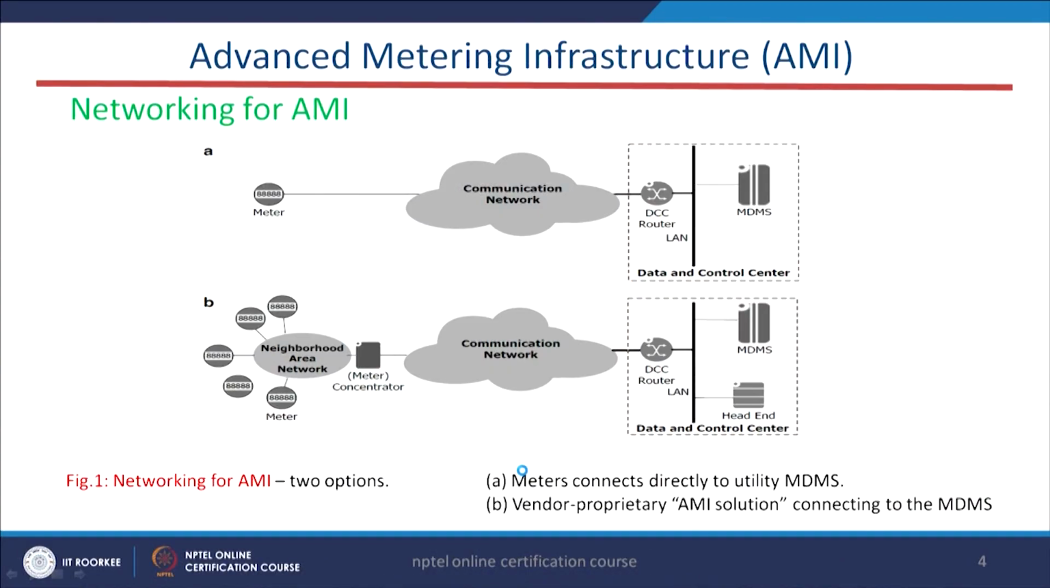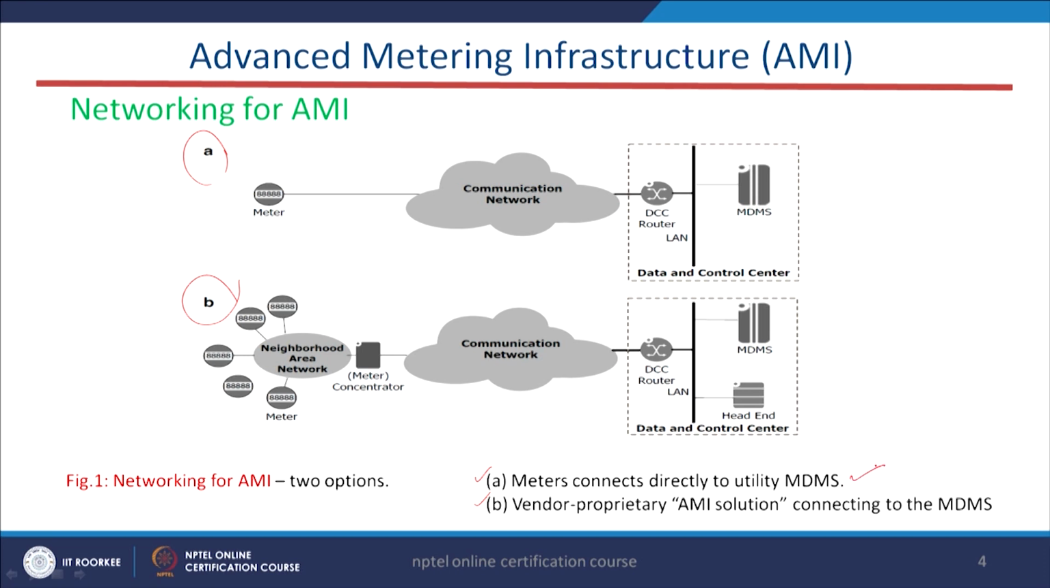Now, this is the networking for AMI. We are talking presently about the advanced metering infrastructure of the smart grid system. As far as the network of AMI is concerned, you can see here I have taken two sections, figure A and figure B.